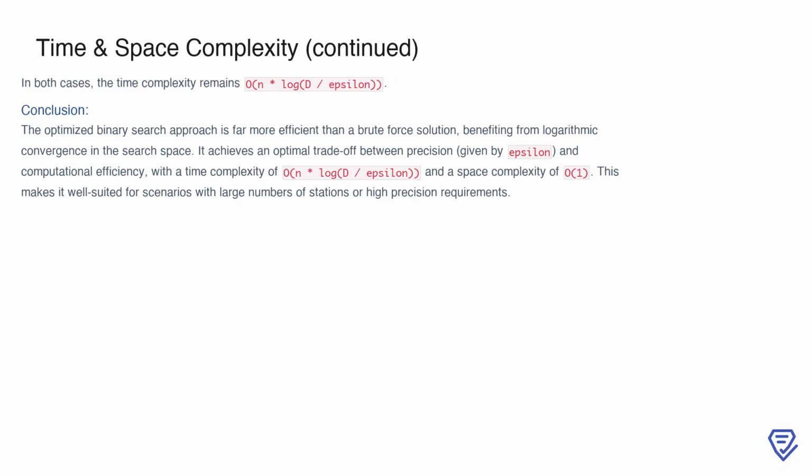It achieves logarithmic convergence with respect to the search space and operates in constant space, with a total space complexity of O(1). These characteristics make it a highly efficient and scalable solution for minimizing the maximum distance between gas stations. This optimized approach is particularly well-suited for use cases involving numerous stations or stringent precision requirements, where brute force would simply be impractical.